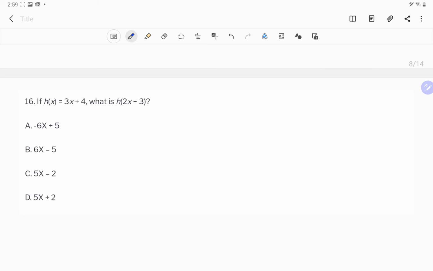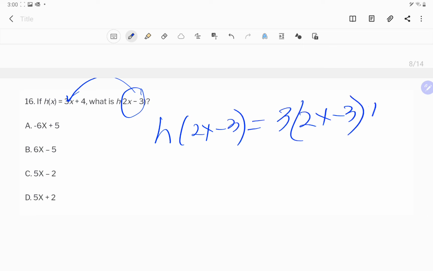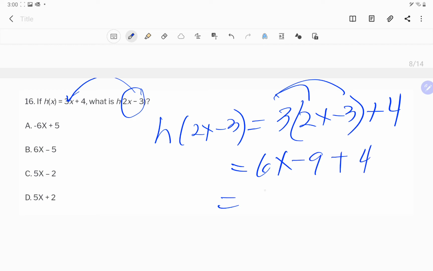Alright, for number 16 here, it says if h of x is equal to 3x plus 4, what is h of 2x minus 3? The first thing that we're going to do is substitute the function 2x minus 3 here. That becomes h of 2x minus 3 equals 3 times (2x minus 3) plus 4, using the distributive property. So we've got 6x minus 9 plus 4, combine like terms. We've got 6x minus 5, because -9 plus 4 is equal to -5. So this is our answer.